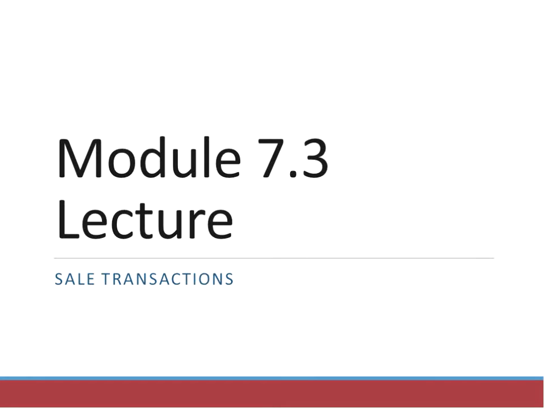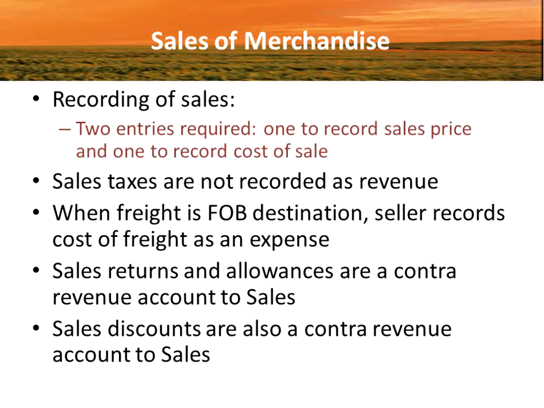In this module, we're going to look at sale transactions. So again, when we sell merchandise or sell inventory to our customers, we're going to have to do two things. The first is we're going to want to recognize our revenue and recognize that we now have received cash from a customer, or we have money owing to us from a customer in the form of an account receivable. So we want to do that.